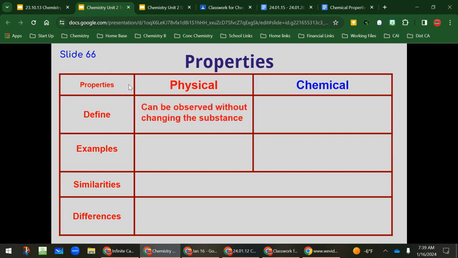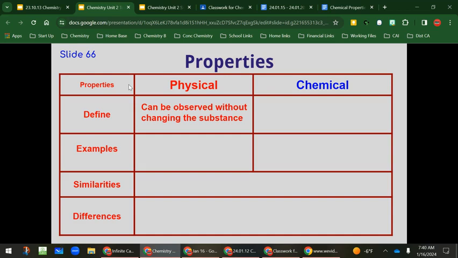A physical property can be observed without changing the substance. Now, there is a change that happens, but what doesn't change is whatever you begin with is still there afterwards. You begin with a piece of paper, you still have a piece of paper. You begin with water, you still have water. You begin with iron, you still have iron. Properties can be observed without changing the substance.